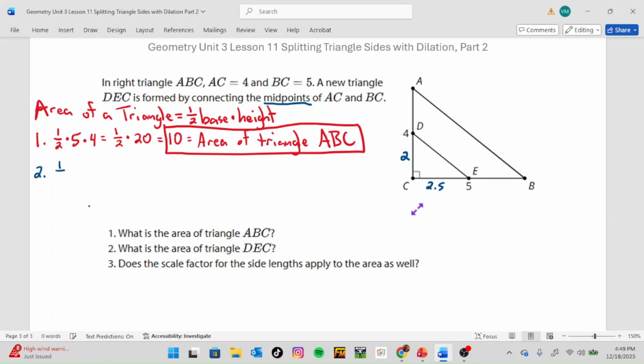Now we have 1/2 times the base, which is 2.5, times the height, which is 2. 2.5 times 2 is 5. And half of 5 is 2.5. So this is the area of triangle DEC.